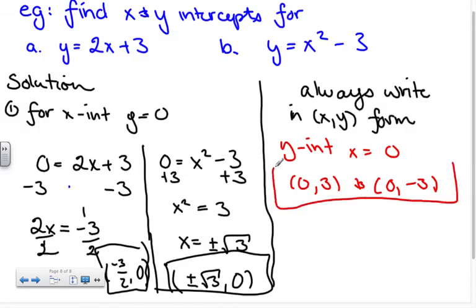Now, something very important for you to recognize, that not all functions will have an x-intercept, or not all functions will have a y-intercept. And we'll go into a little bit more detail later. And I will cover symmetry in the next lecture, so I want to shut up now.